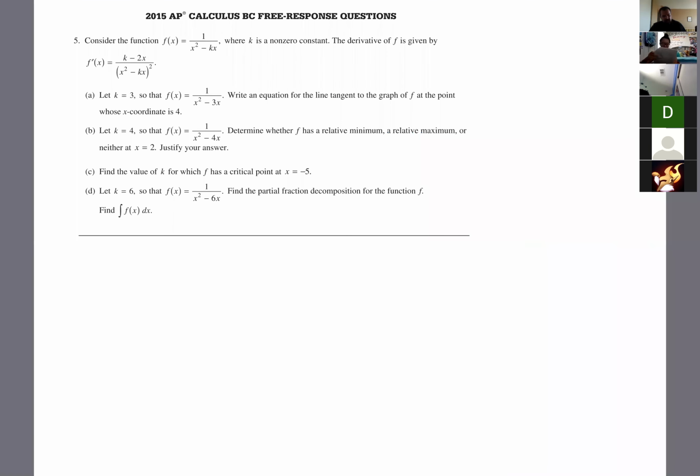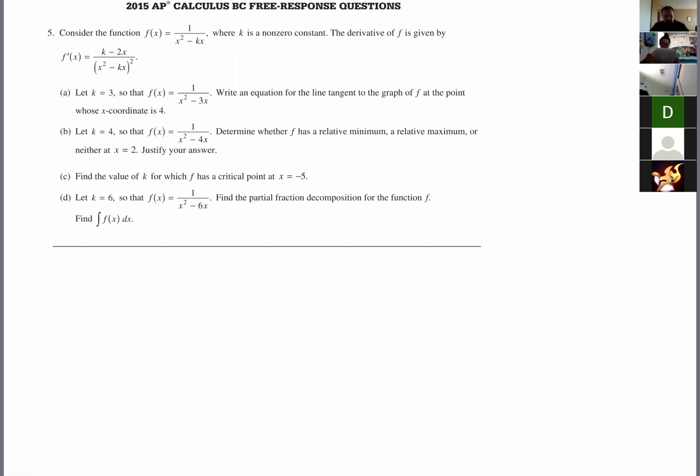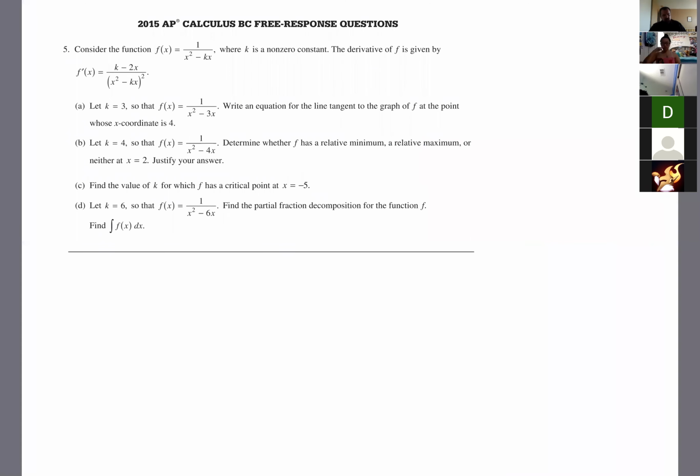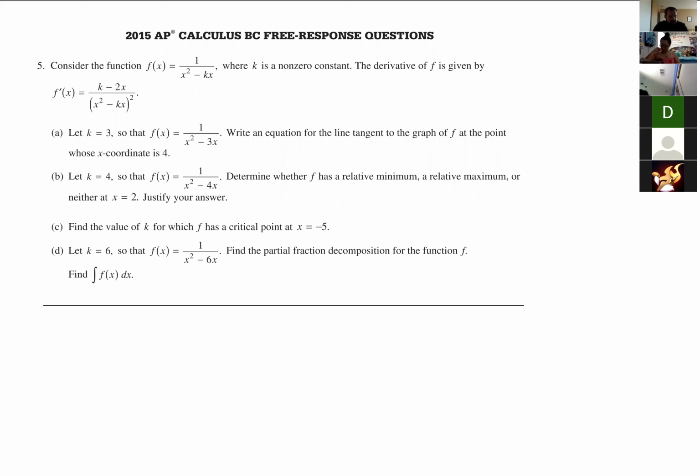Okay, so number 5, you see another K problem. You seem to show up often. So you have to work with some unknown constant, unknown coefficient in front of the X. Okay, so questions on number 5 from 2015.